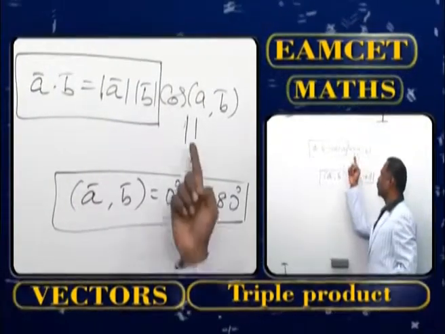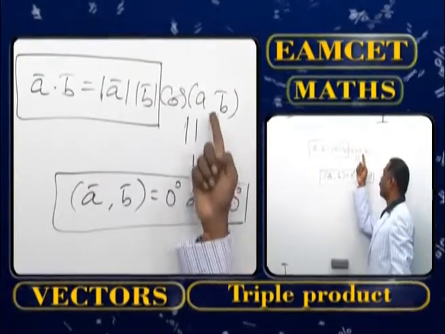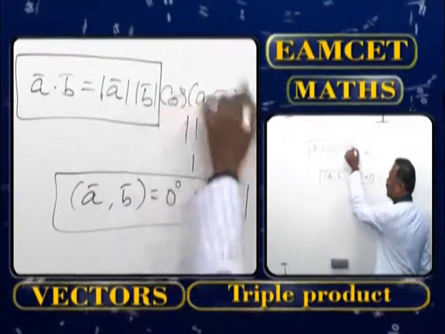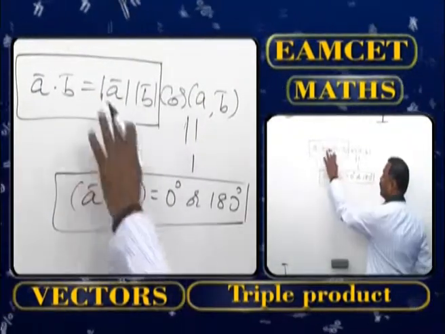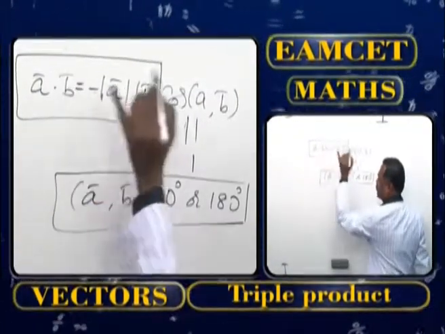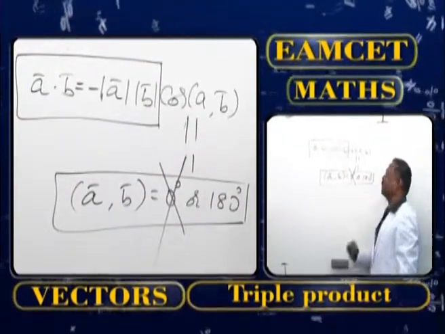This becomes 1. Cos 0 is 1. Either it should be 0 degrees or 180 degrees. If it is 180 degrees, what happens? This becomes minus 1. Then you must have minus here. But minus is very much given there. So you have to take this as minus, and hence 0 degrees is not applicable. Only 180 degrees is applicable.